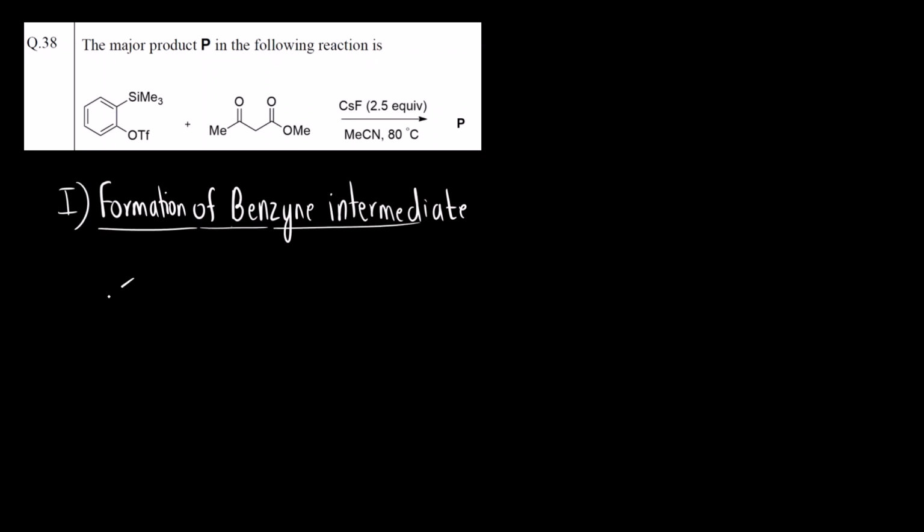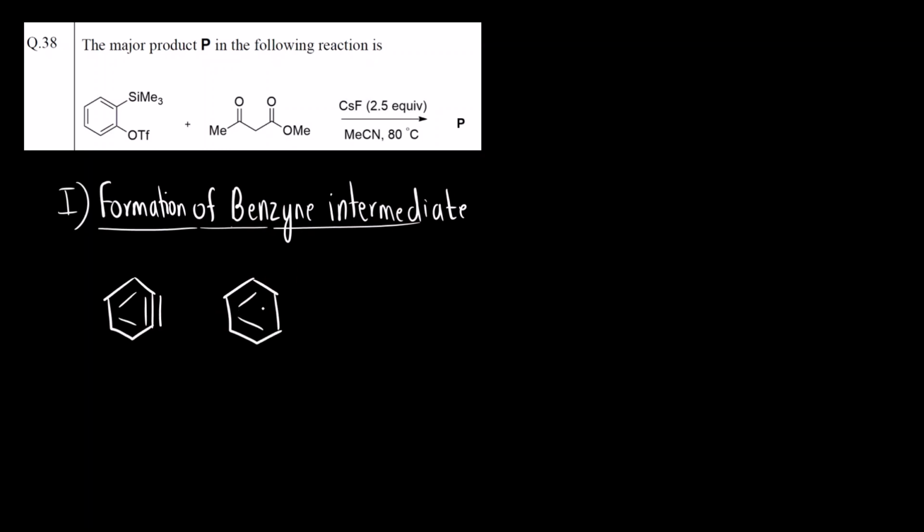Okay, so what is the benzyne intermediate? Benzene has three double bonds. Benzyne, yne means triple bond. So one of the multiple bonds is a triple bond, and the remaining two are double bonds. So this is what we have to form. So how will it form?